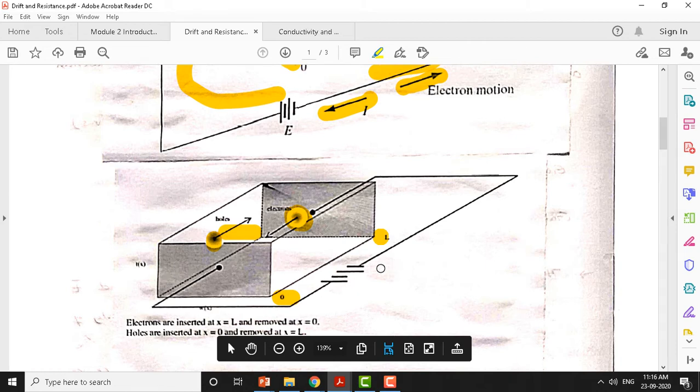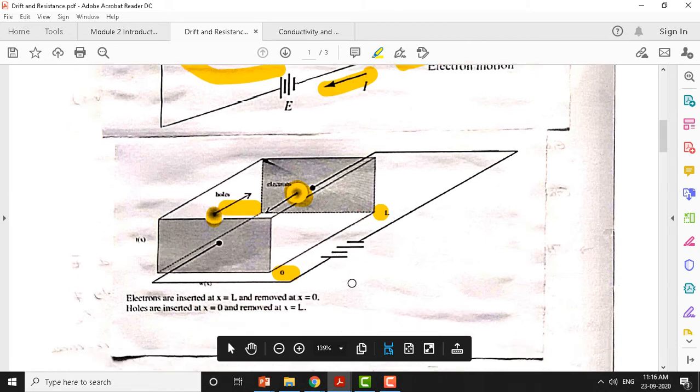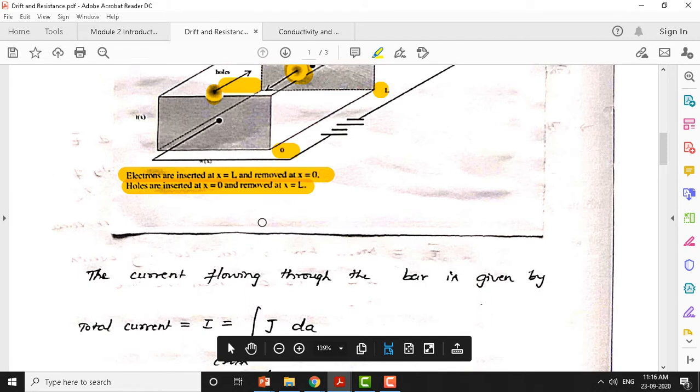This is the potential difference applied. Electrons are inserted at x is equal to L here, and removed at x is equal to 0. That means electrons leave at x is equal to 0. Holes are inserted at x is equal to 0 and removed at x is equal to L. It is quite the opposite, electron and hole movement. This is the notation which we need to be aware of.